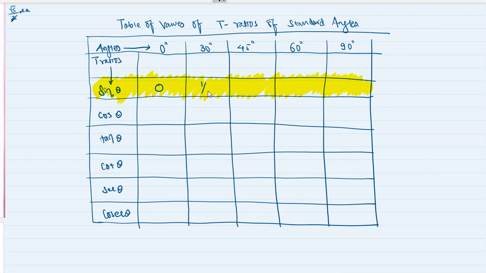Sine 30 is 1 by 2, as we found out in that 30, 60, 90 triangle. Sine 45 we derived as 1 by root 2. Sine 60 is root 3 by 2. Sine 90 is 1. So sine 0 is 0, sine 30 is 1 by 2, sine 45 is 1 by root 2, sine 60 is root 3 by 2, and sine 90 is 1. This row has to be memorized by you.